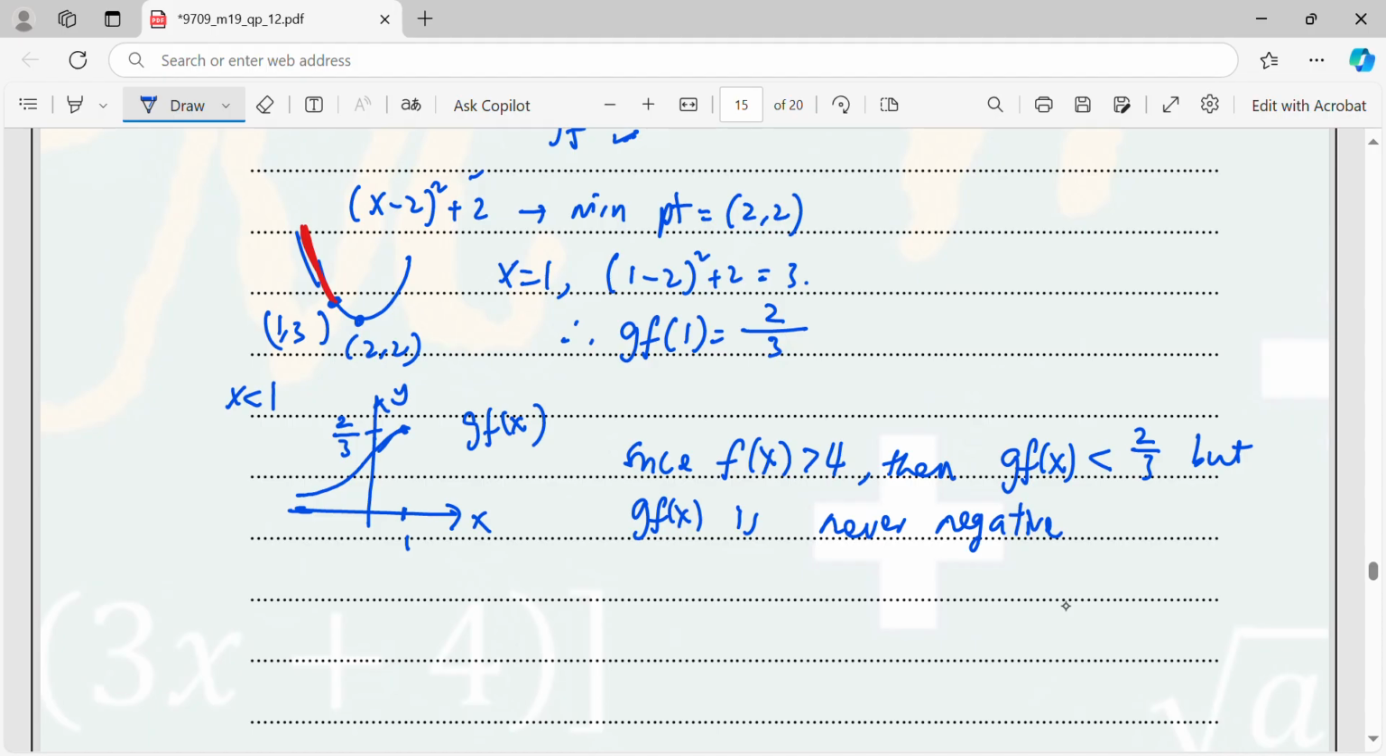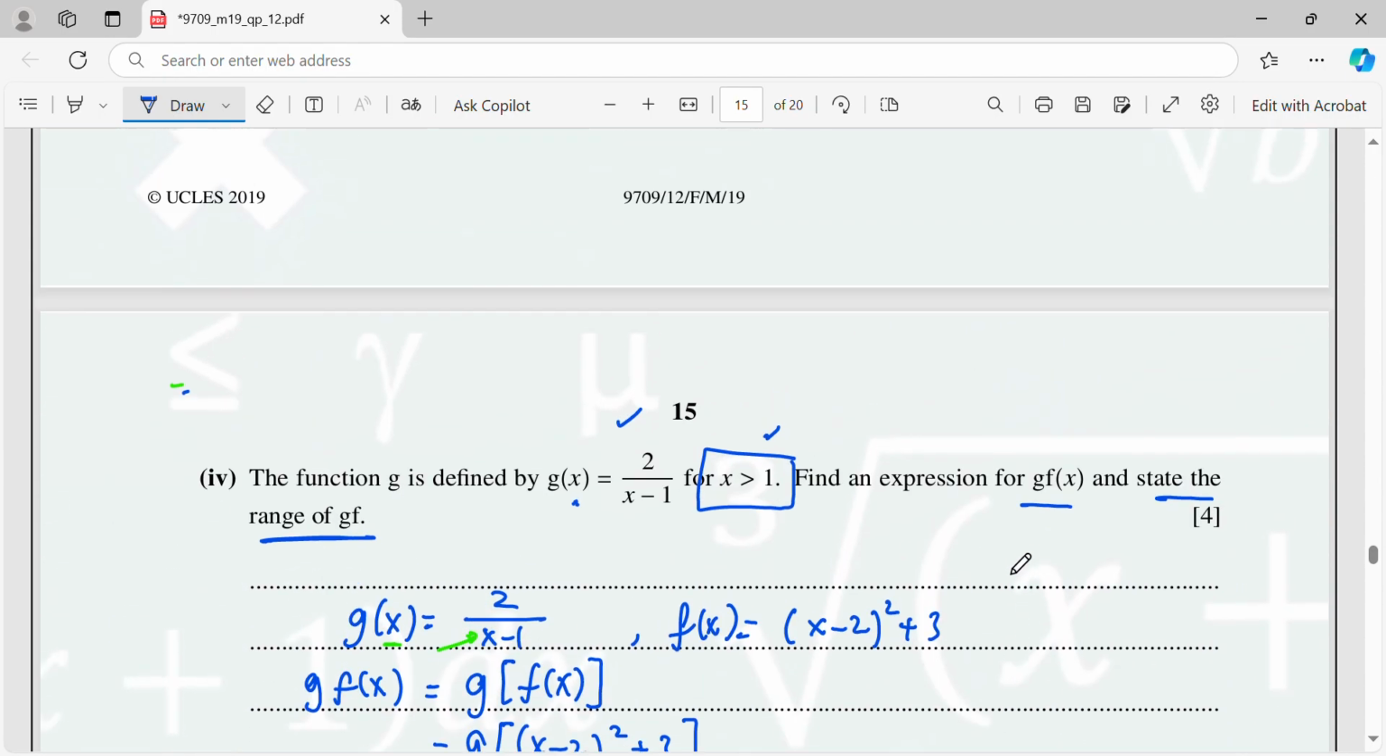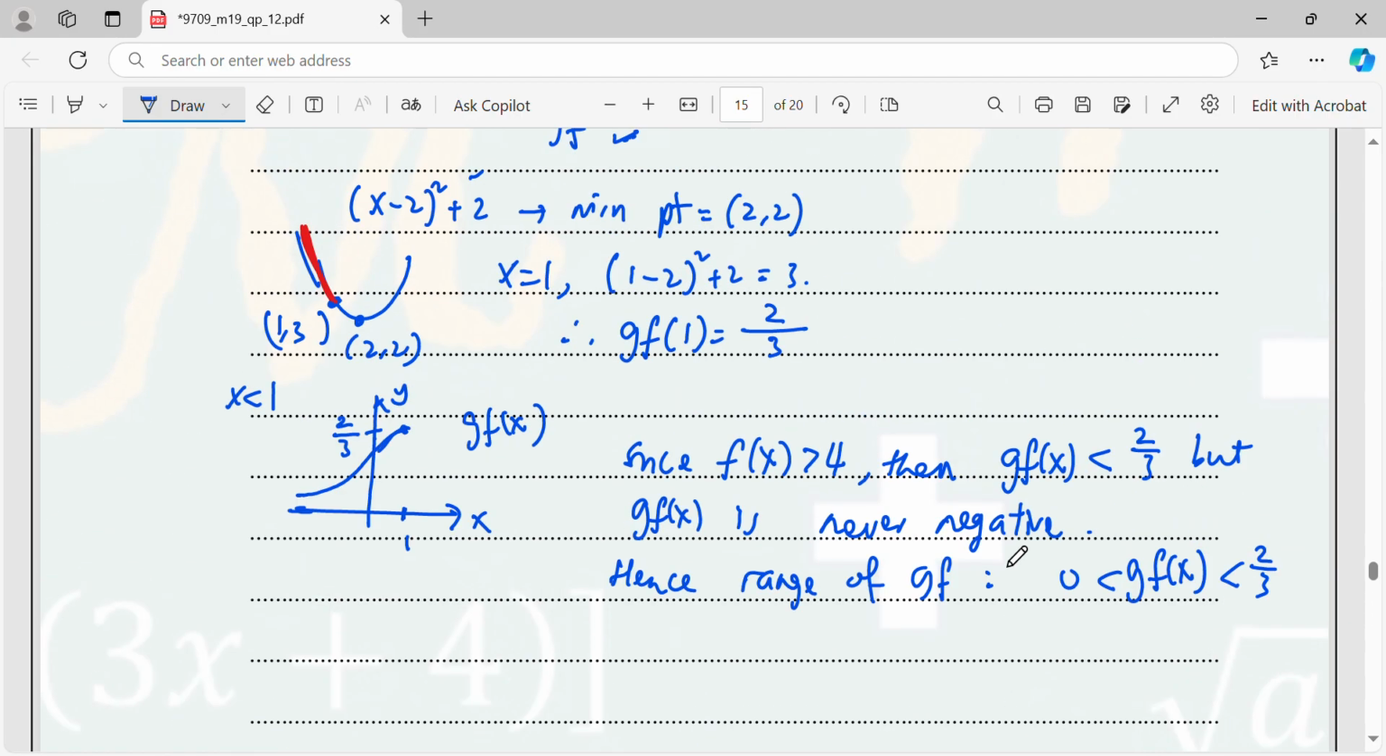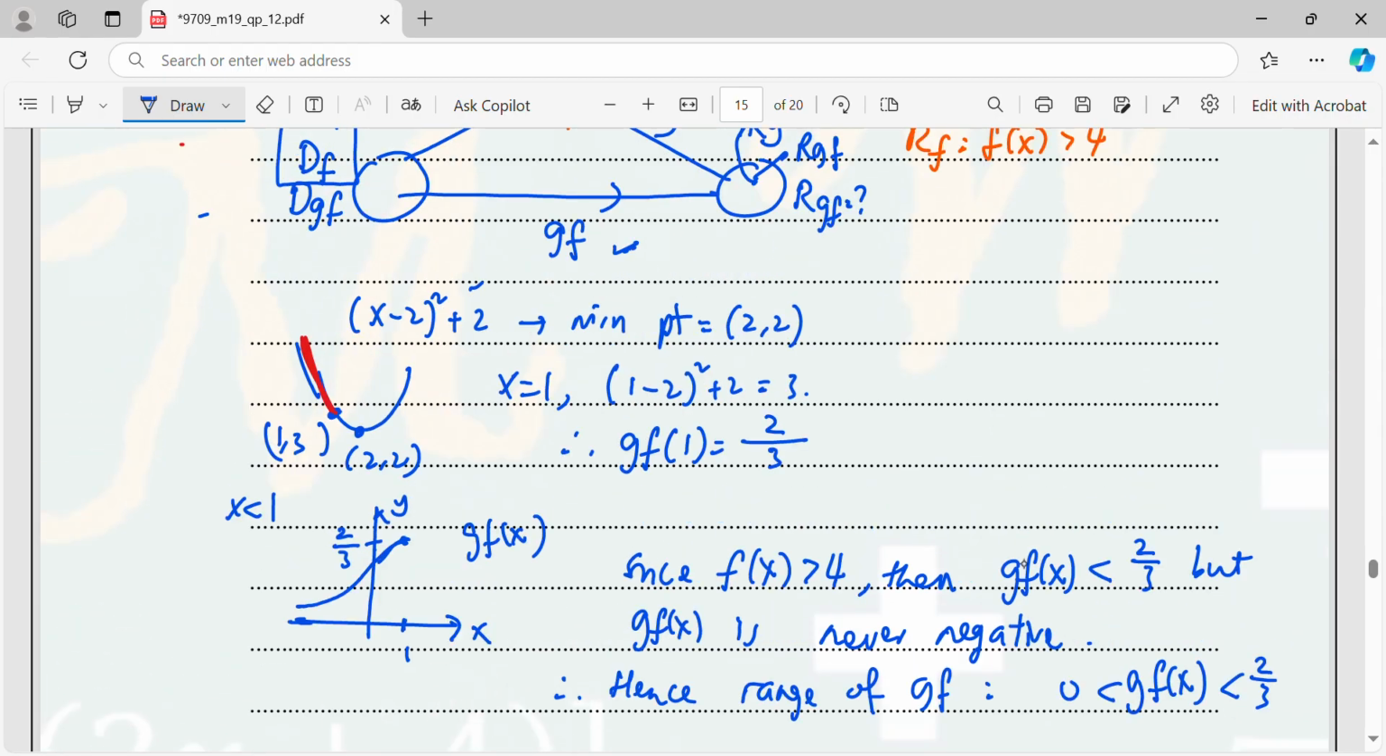Okay, hence the range, right? State the range. Hence, range of GF, your GF is between 0 and 2 over 3. Okay, so that is your final answer. I'm using this quadratic to explain the 2 over 3.